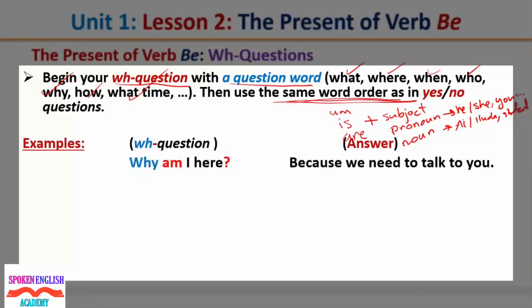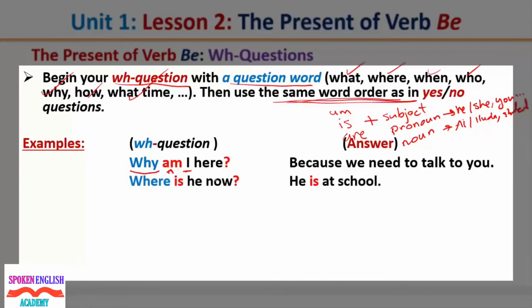Why am I here? Notice here that we start the question with a question word, then we put the verb, after that we use a pronoun: a question word plus a verb plus a pronoun, a subject. Why am I here? The answer could be because we need to talk to you.